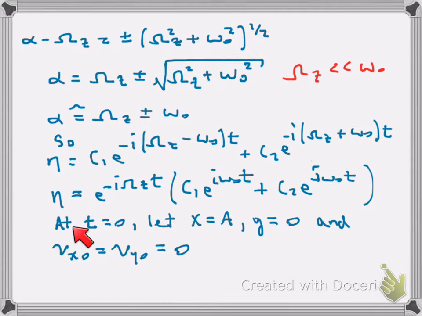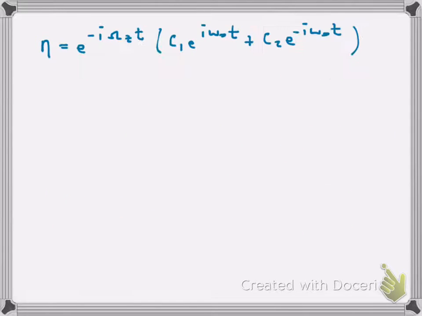And so I've rewritten my solution, and at t equals 0, we're going to let x equals a, as I just said before. We're going to let y equals 0, and vx naught and vy naught will both be equal to 0. And now we want to evaluate this solution under these initial conditions. So this is our solution. Eta, again, is equal to what I've read off before. And so at t equals 0, plugging in 0 for t everywhere, I get c1 plus c2 is equal to a, because the position is equal to the real number a at t equals 0.